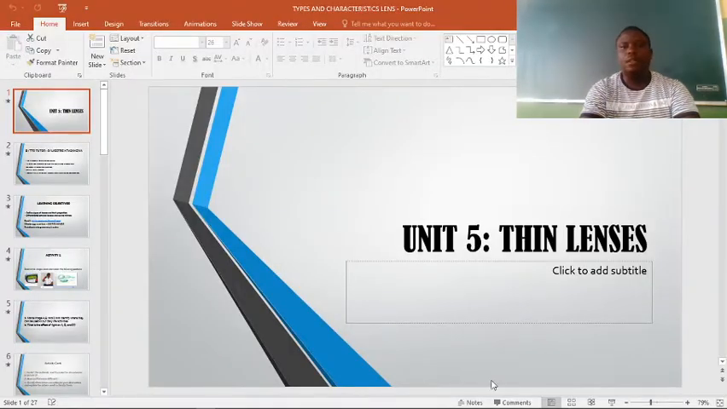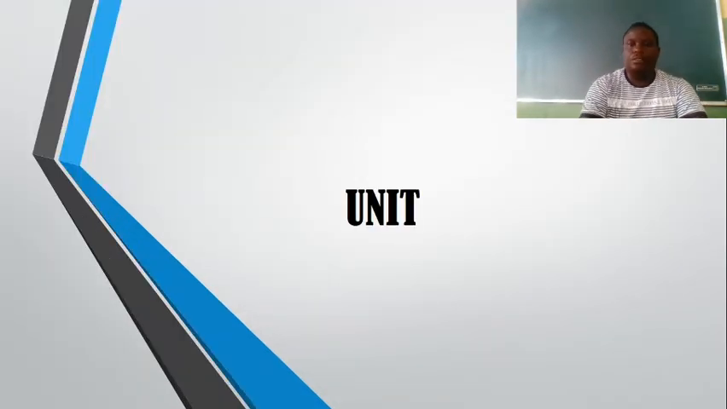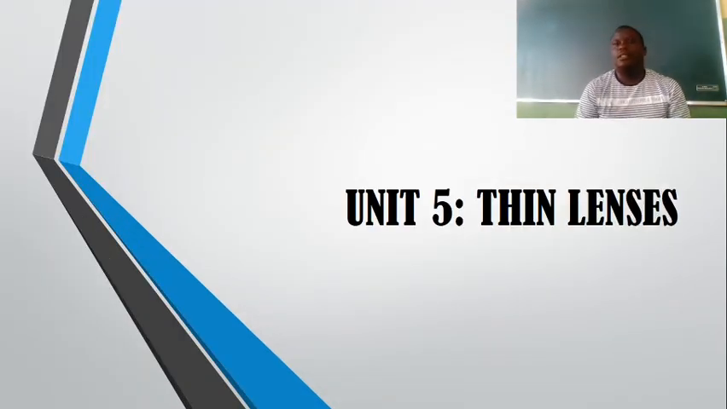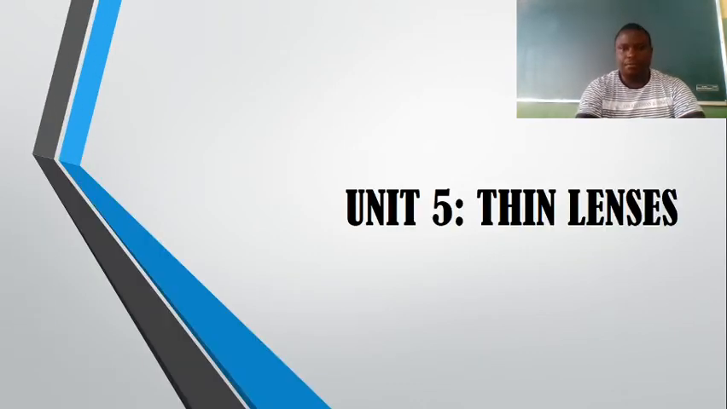Okay, good. As you can see on the display of the screen, our lesson will be unit 5 of thin lenses. Thin lenses is a chapter that is studied in year 1 SME, in the context of TTC. It is like senior 1, senior 4 in general education. It's about optics. So let's start this unit.